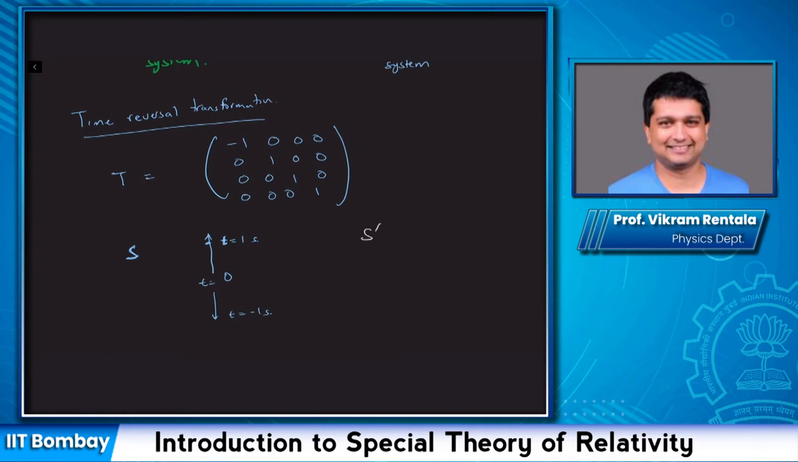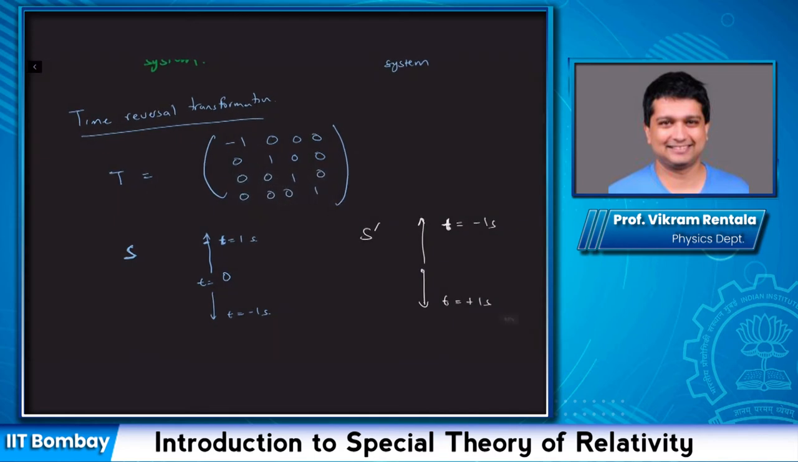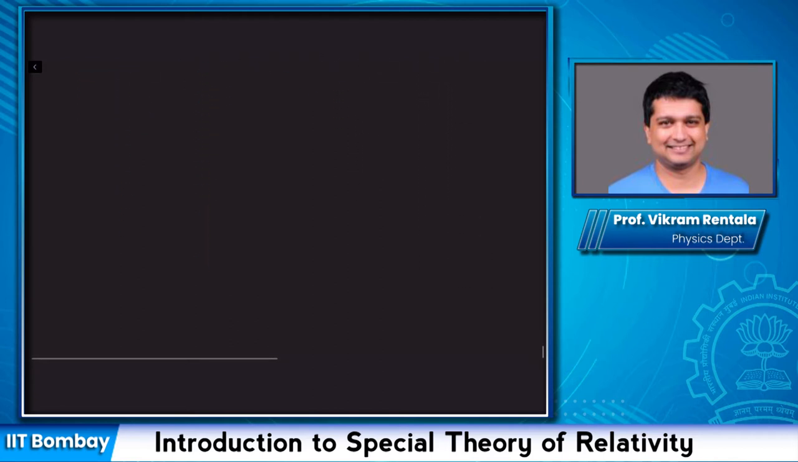Now you switch over to an observer S prime, and this observer S prime just measures their time differently. They choose to label past events by positive times and future events by negative times. This is just a choice of labeling of the time coordinate by this observer S prime. You could always choose to do this, and you'd label future points with negative times, past points by positive times. So this transformation is called a time reversal transformation, and it doesn't physically mean that you're reversing time, it's just that observer S prime is labeling their time coordinates differently than observer S.